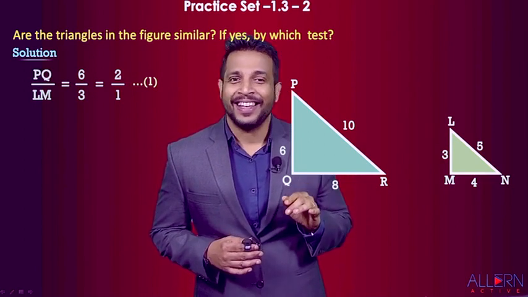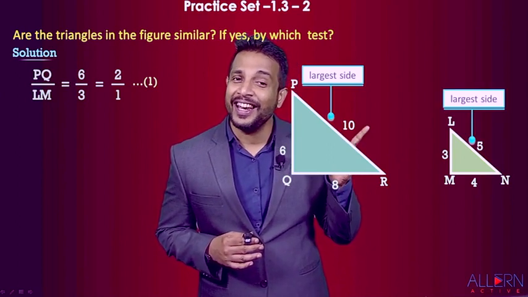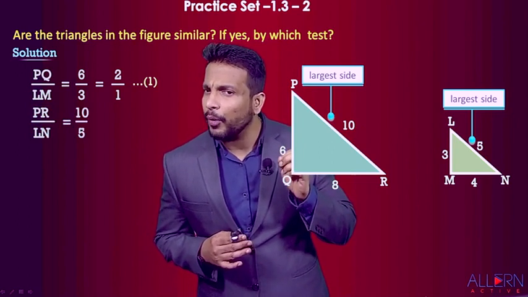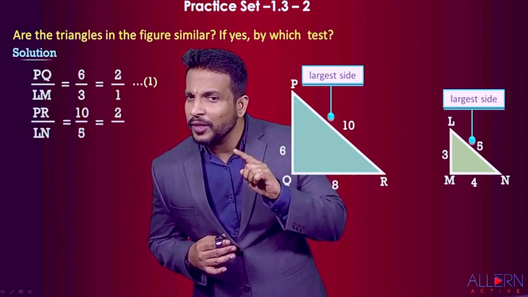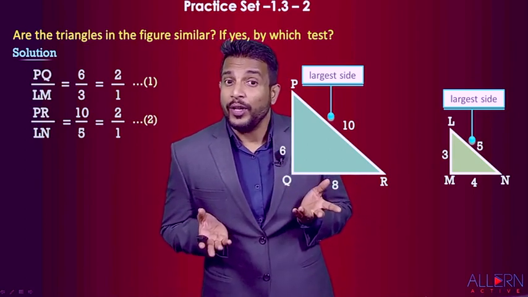Now we take the largest, right? The largest here is PR and the largest there is LN. That means we write here PR upon LN is equal to 10 upon 5. It is 5 ones are 5, 5 twos are 10. So you get the ratio as 2 upon 1 and that's our result number 2. Now you know which one to take.